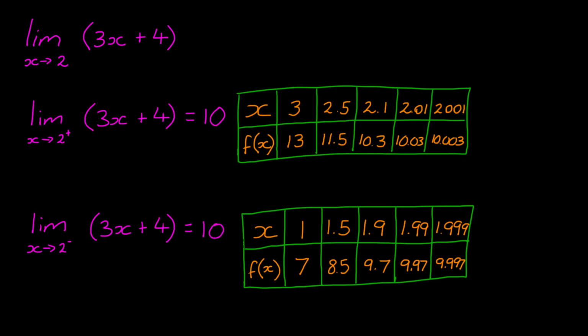Now, since the limits on both sides of the approach, so the two one-sided limits have the same value, this means that our two-sided limit has that value 10. And this is a really important point. You can only define the two-sided limit, the limit as x approaches 2, if the two one-sided limits both end up with the same value. And that is not always the case, as we'll see in a moment.